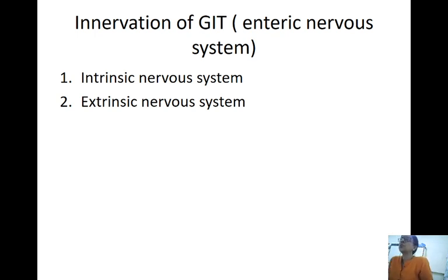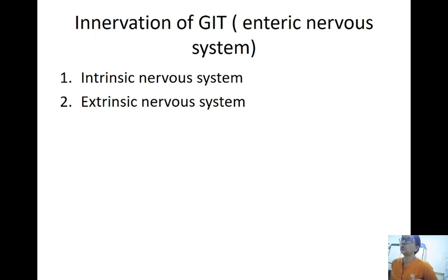Coming to the innervation of the GIT, from an examination point of view, this is important. It is also called the enteric nervous system. They might ask you a question just like that, enteric nervous system. So innervation of the GIT is divided into 2, the intrinsic nervous system and the extrinsic nervous system. The intrinsic nervous system is further divided into 2.